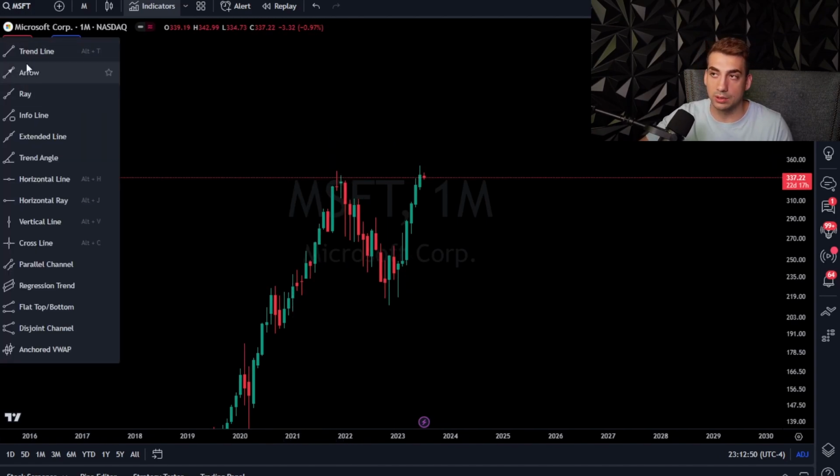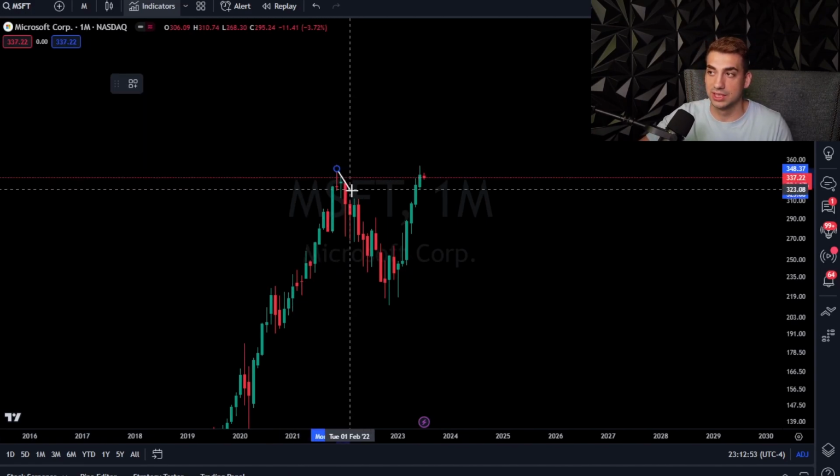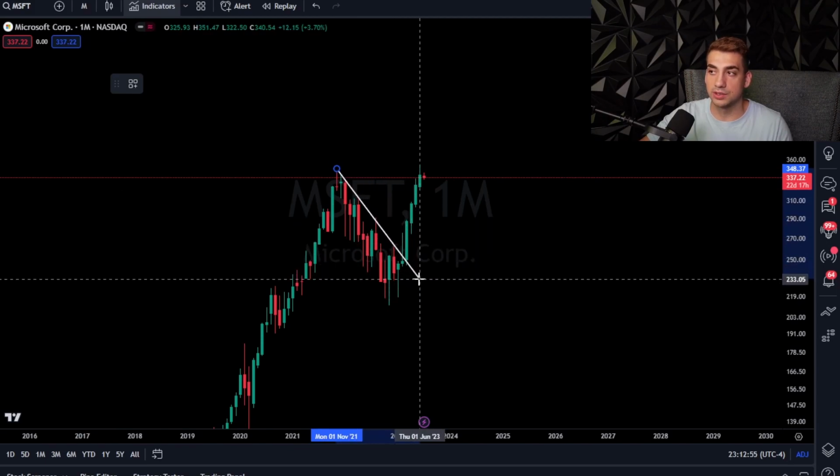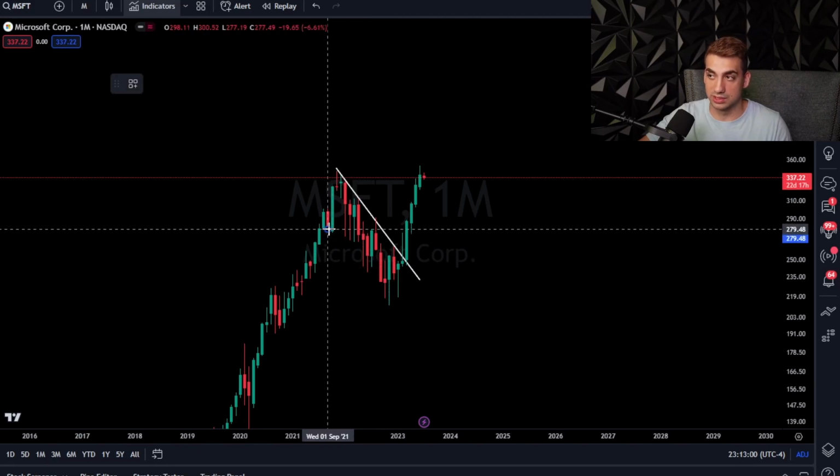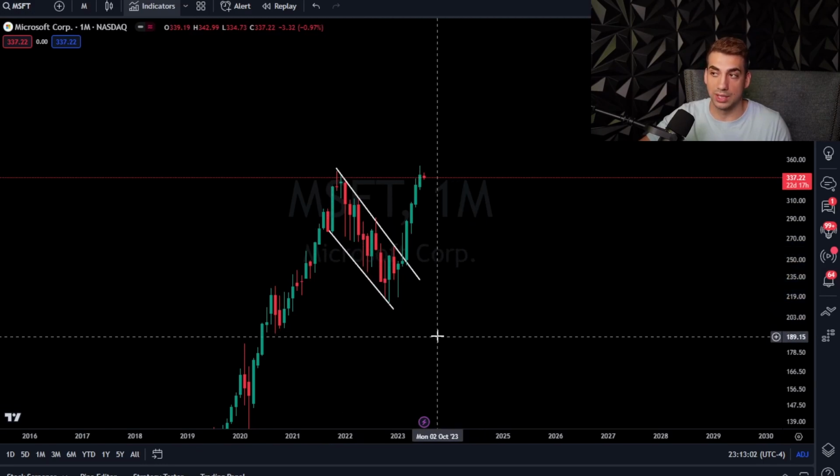First, I would have drawn out any type of trend I see. As you can see on this monthly, I would have drawn this trend here, right? This downtrend, as well as the bottom side, this downtrend. So these two levels would have been drawn out.